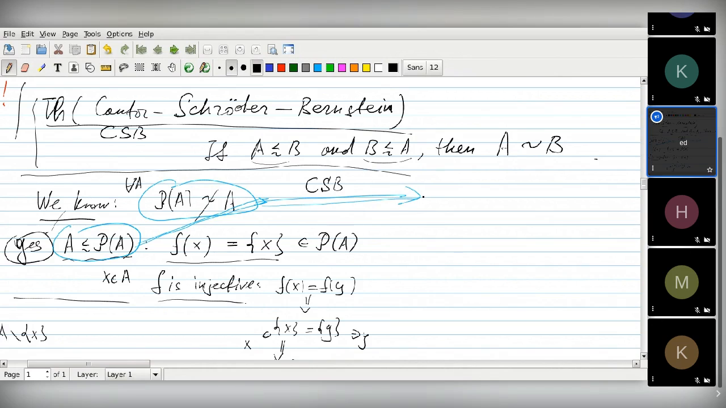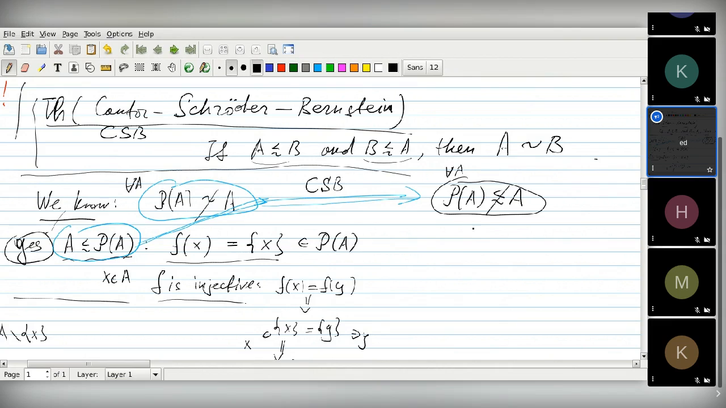Dear students, so please. If A is embeddable to B and B is embeddable to A, then they are equivalent. So if they are not equivalent, then what does it mean? Then either A is not embeddable to B or B is not embeddable to A. The power set of A is not embeddable to A. Of course, the power set is not embeddable. There is no injection from the power set to the set A.